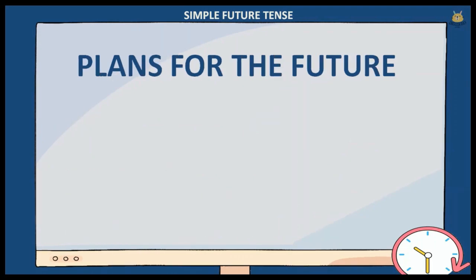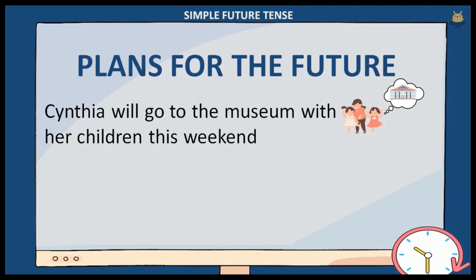Next, we can also use the simple future tense to talk about plans for the future. Let's have the first example. Cynthia will go to the museum with her children this weekend. So what are they planning to do? So they will go to the museum when? This weekend.